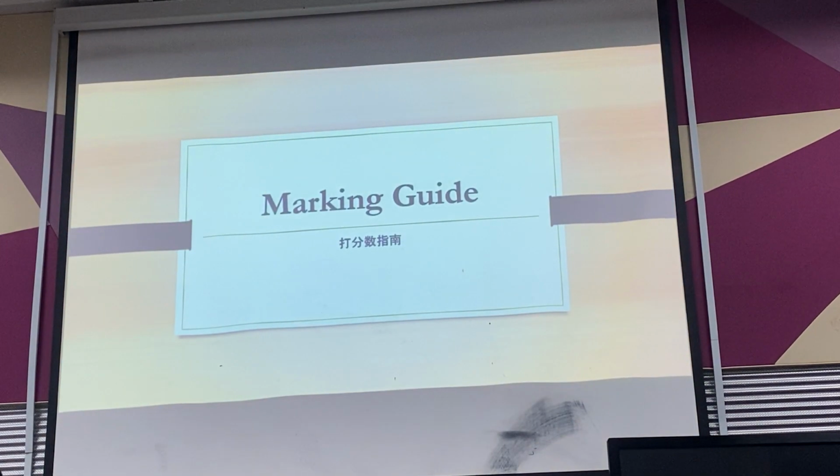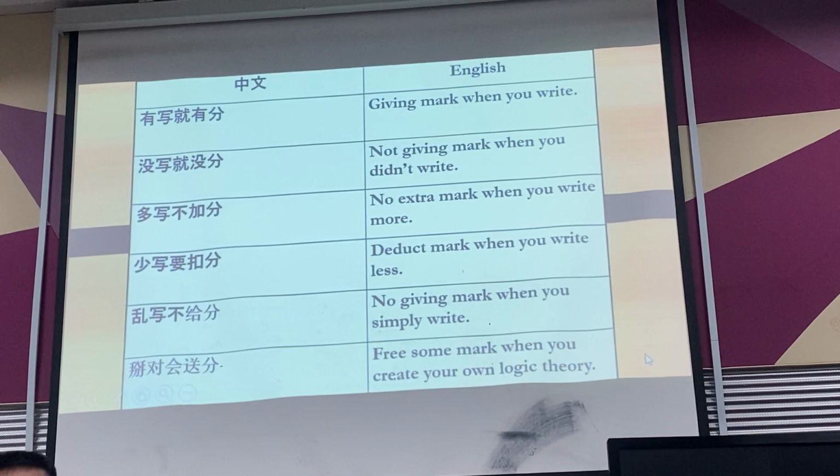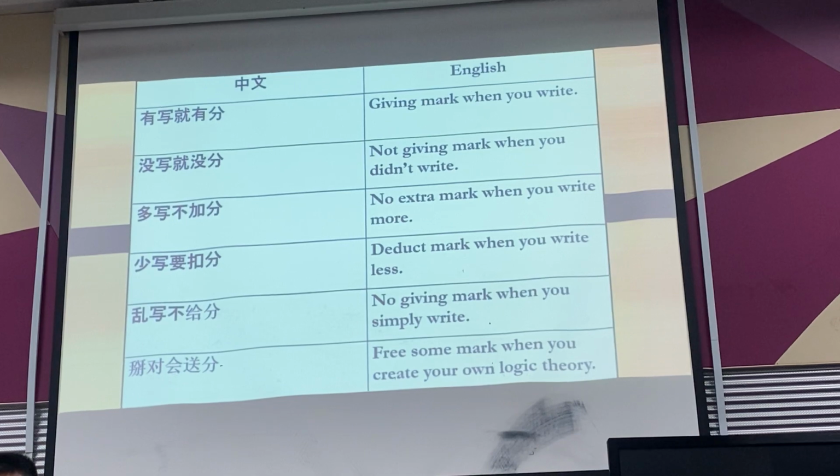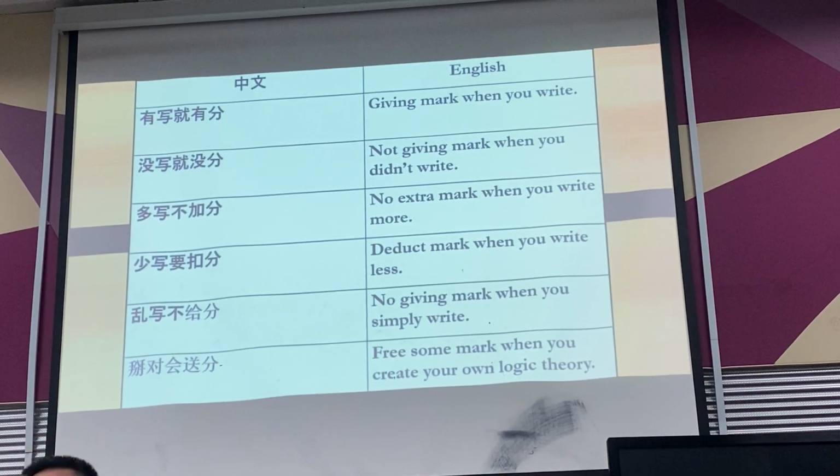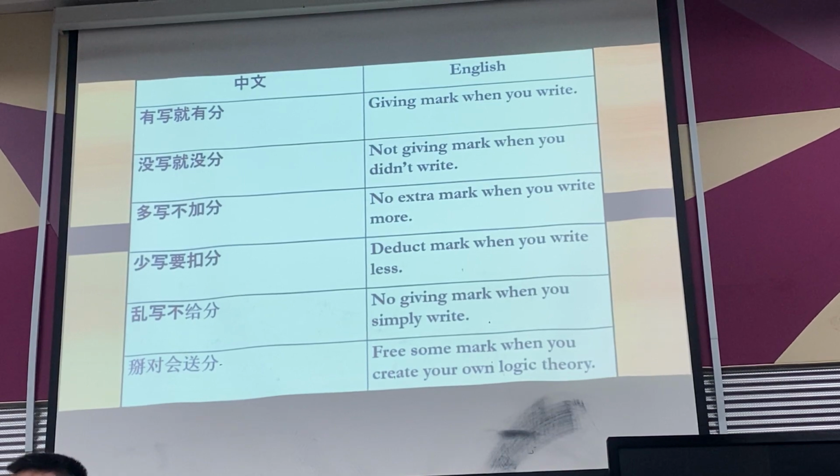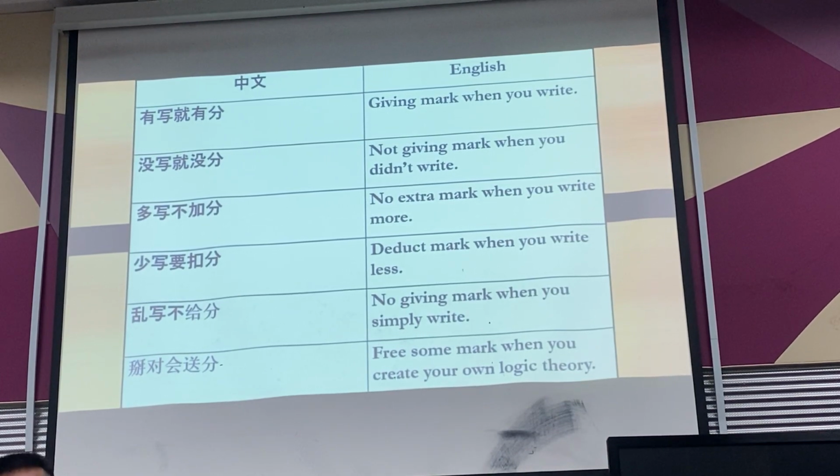Okay. Marking guide. This is my marking guide. You can create your own story, but if there is no logic, I won't mark it. Please, I only mark when you create your own logical theory. If you write extra, no extra marks, correct? I told you already, 5 marks, you write 4 pages, no extra marks. Okay, get it? This is my marking guideline.